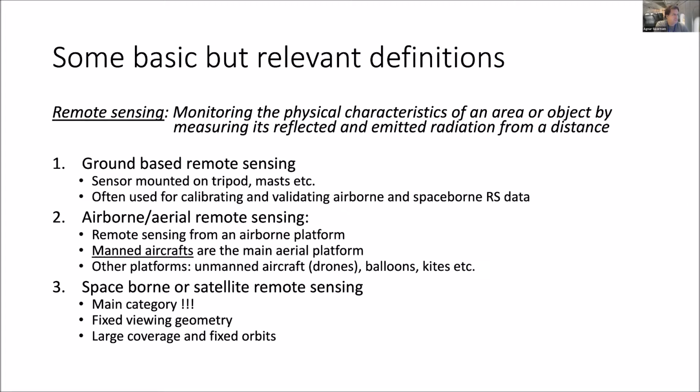Spaceborne remote sensing is the third category. These are satellites. There are a lot of benefits with using a satellite. One thing is that it has a fixed viewing geometry, and you also have a fixed orbit. Of course, the disadvantage is that the orbit is fixed, and you can't, for instance, reschedule your mission depending on clouds and so forth.